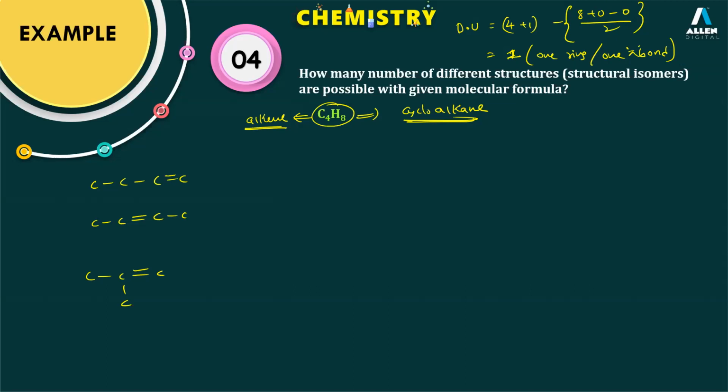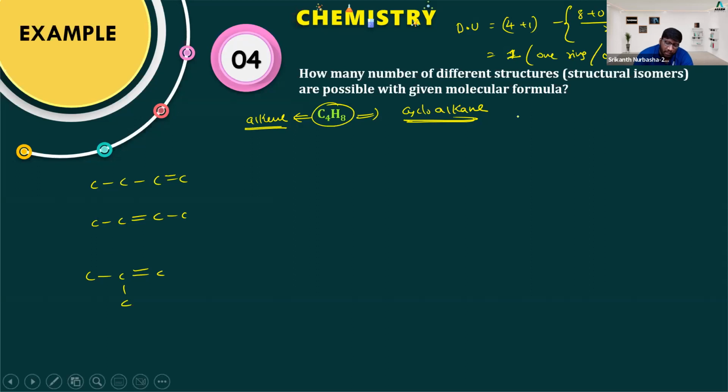Any other possibility? I have reduced the 4 carbon to 3 carbon, and I have looked at position isomers as well, like all structural isomers. Cycloalkane also we can have. Cycloalkane with 4 carbons like this. I can reduce the carbon chain to 3 carbons and I can place methyl substituents.